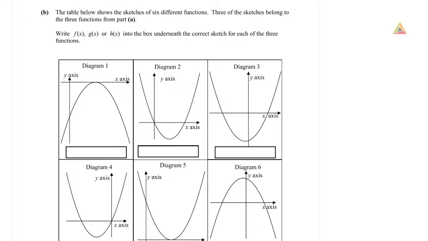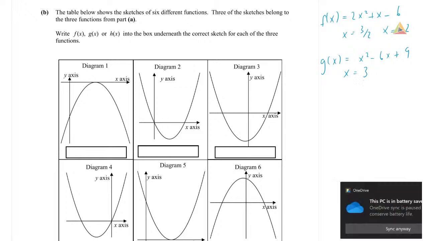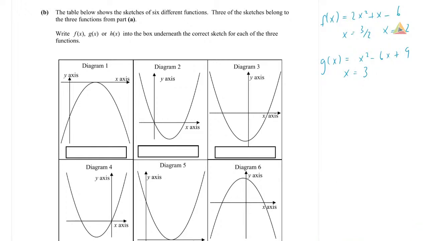Now, let's just write down again. So the f of x, I'm just writing this from the previous question, was 2x squared plus x minus 6. And we got values of x is 3 over 2 and x is minus 2. That was our answer for that one. The g of x is x squared minus 6x plus 9. And we got values of x is 3 for that one. And then the h of x is x squared minus 2x, and the x values we got for that were x is 0 and x is 2.